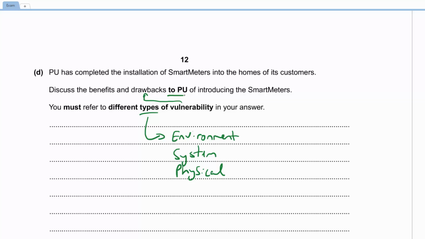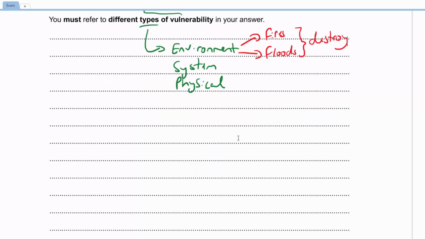So it's not about customers, it's about the company itself. Environmental vulnerabilities tend to mean things you can't really control. Things like fires, things like floods, all of these would obviously destroy a smart meter, which is really just a little computer. But if I'm doing a little plan here, you don't have to.